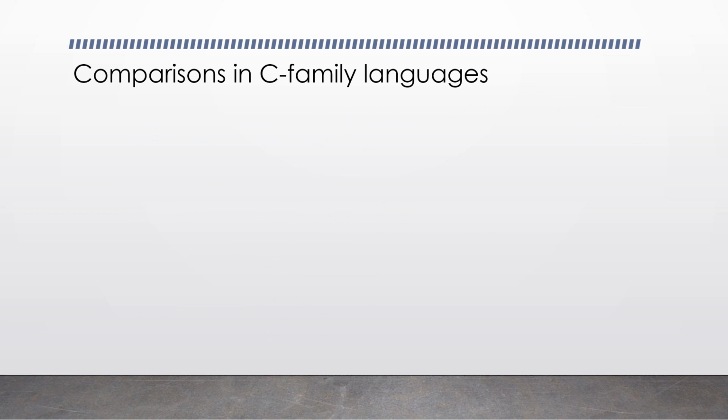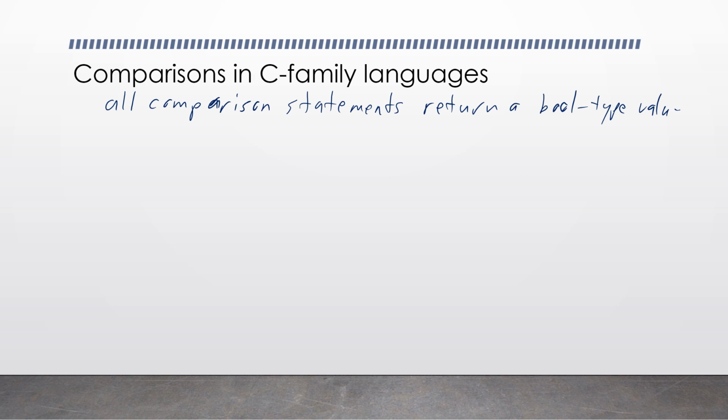The other kind of thing we like to do in making logical decisions is compare things. So one other thing we need to talk about real quickly is how comparisons are done in C family languages. All comparison statements that I'm about to show you return a bool type value.